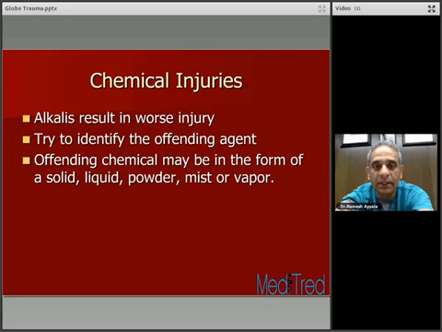Let's move on to chemical injuries. This is a very important topic, not only to protect the vision of the patient in terms of immediate emergent management, but also from your exam point of view. Alkali burns result in worse injury compared to acid burns. Remember that. Try to identify the offending agent if possible. The offending chemical may be in the form of a solid, liquid, powder, mist, or vapor.